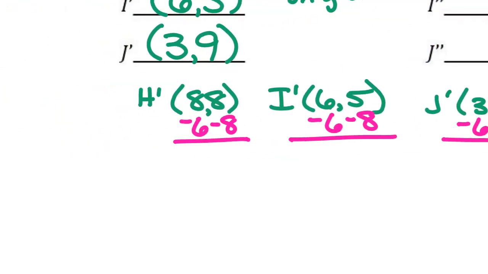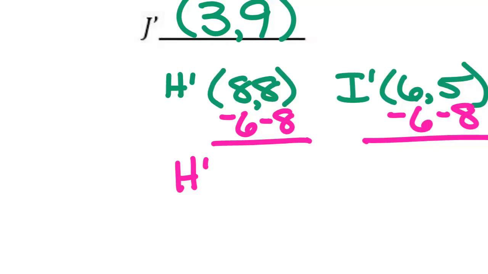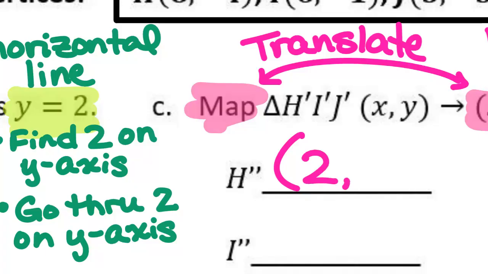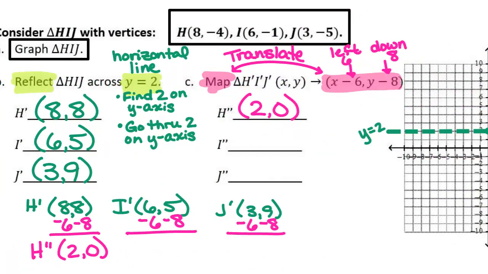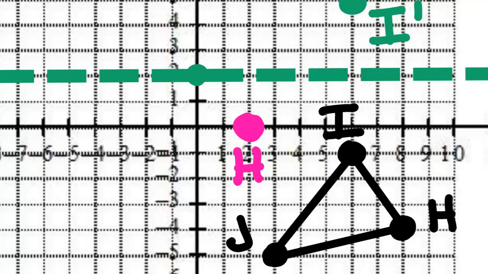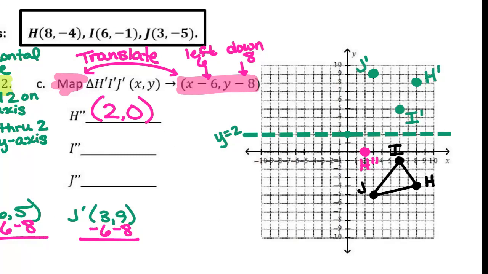What would I get for my point H double prime then? 2, 0. I go right 2 on the x-axis, and I don't go up or down at all. So there's my H double prime.